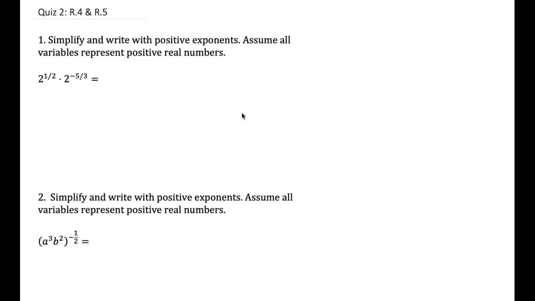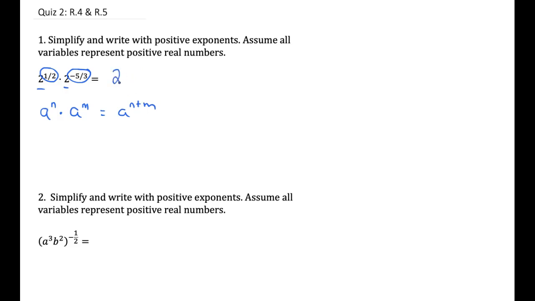This first one is an exponent problem, and they ask us to simplify and write with positive exponents. So we need to remember the rule that a to the n times a to the m equals a to the n plus m. These both have the same base, so we can use this rule. This exponent and the other exponent get added together, just like in my rule down below.